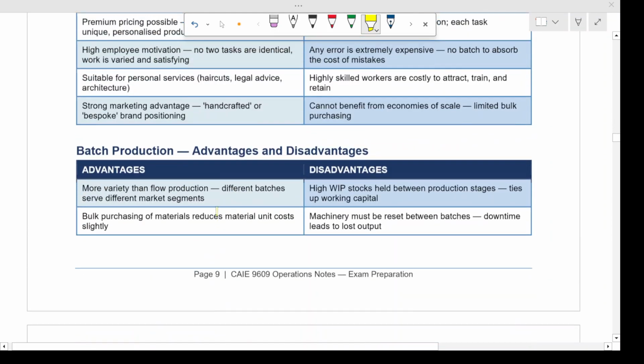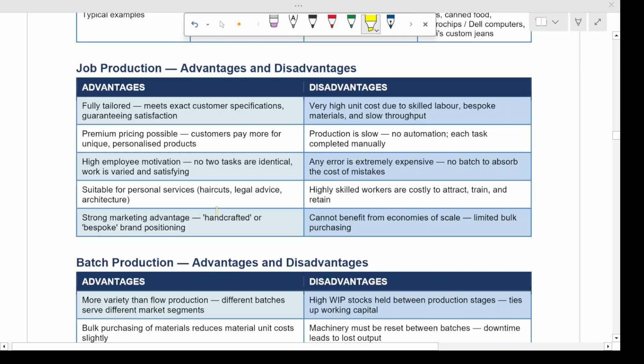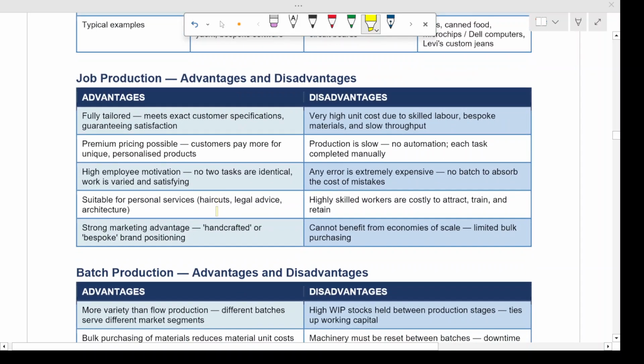Moving on, we will now discuss the advantages and disadvantages of the processes that we discussed before. The first one is job production, and its advantages are that it is fully tailored, meaning that it can meet exact customer specifications, which guarantees satisfaction every time. Because if a customer wants something made in the way they want, they will go for job production and it will meet all their expectations every time.